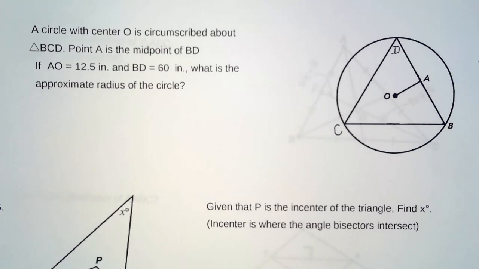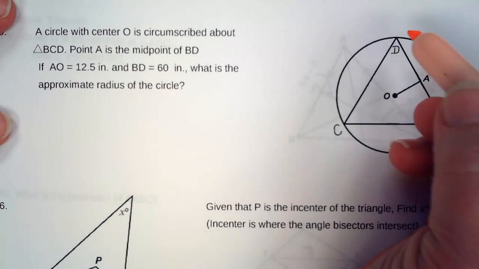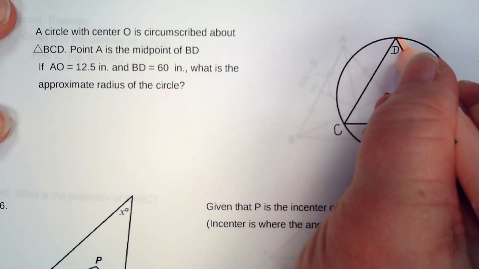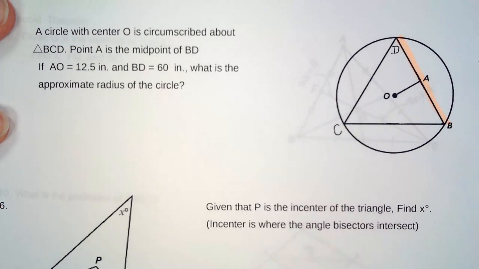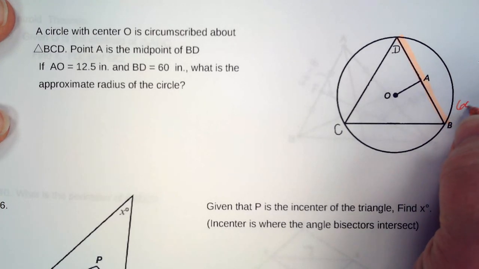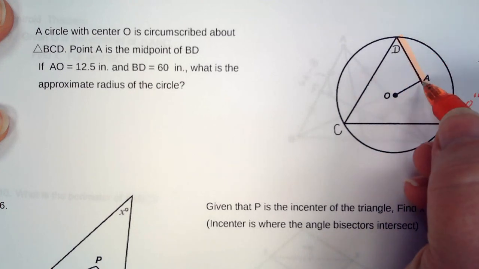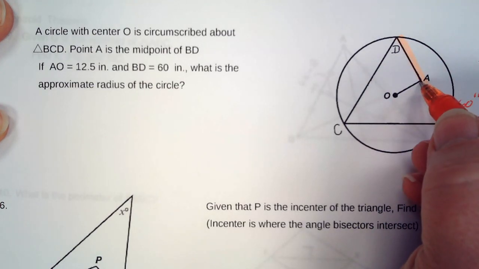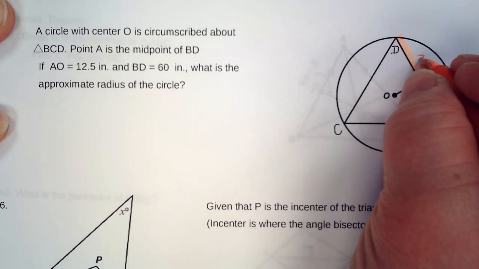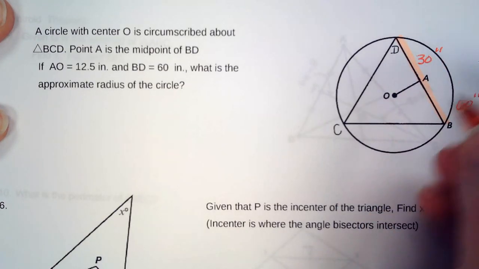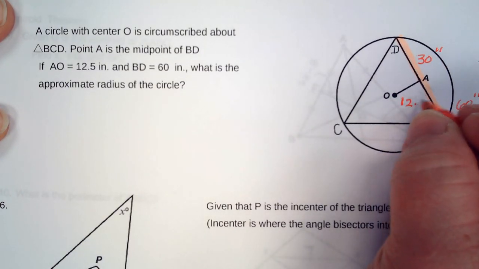Well, let's think. If this whole thing is 60, the whole thing is 60, how much would this piece be if A is the midpoint? It would be 30. This is 12.5.